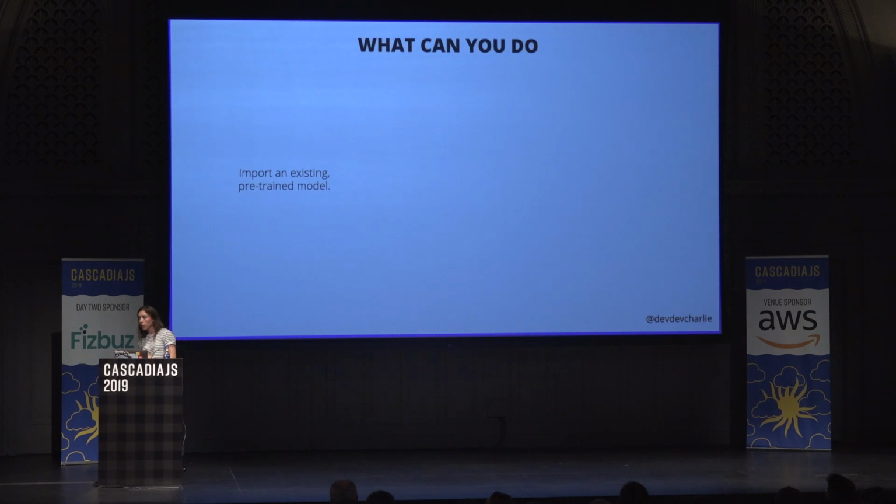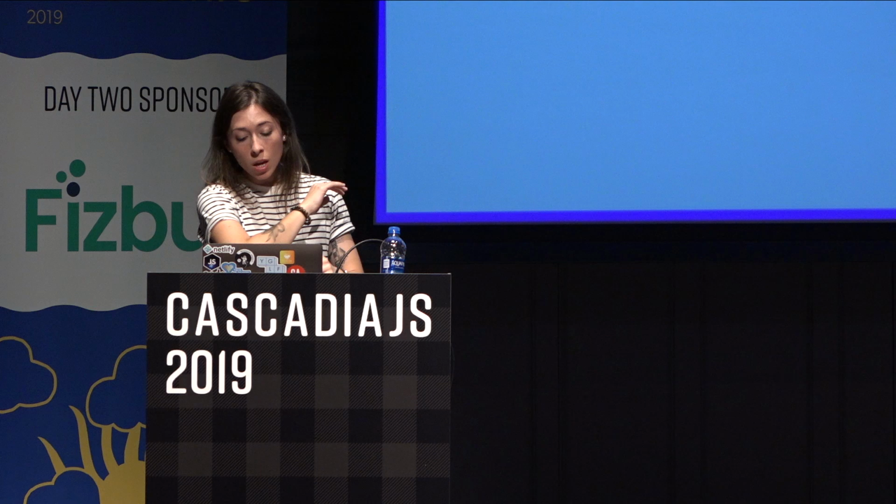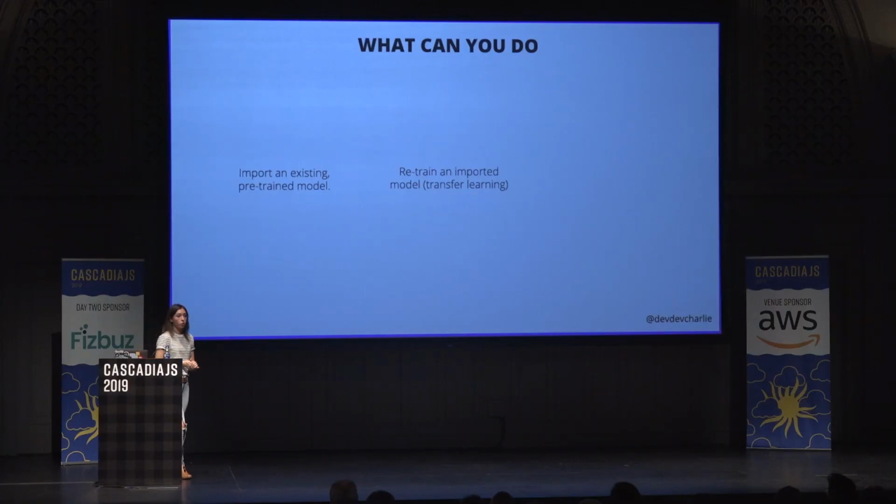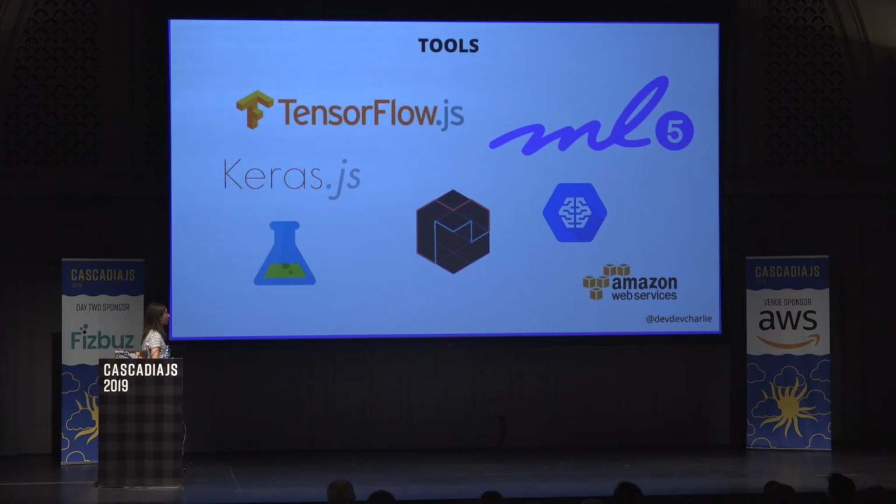You can import an existing pre-trained model. So it's a model that has been trained with a lot of data already for a specific purpose, and you can just load it and reuse it. The second one is retrain an imported model. That's called transfer learning. So you're going to use the model as well, but you're going to give it your own data. You're going to retrain the algorithm. And finally, you can do everything. So you can define, train, and run the models entirely in JavaScript in the browser. That might not be a good idea, but you can. In terms of tools, you might have heard of TensorFlow.js, which is basically the JavaScript version of TensorFlow, supported by Google.